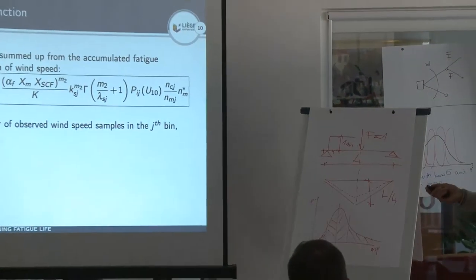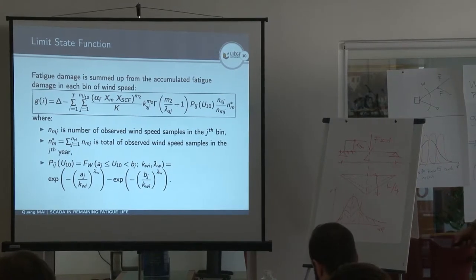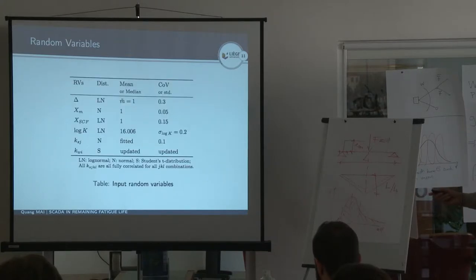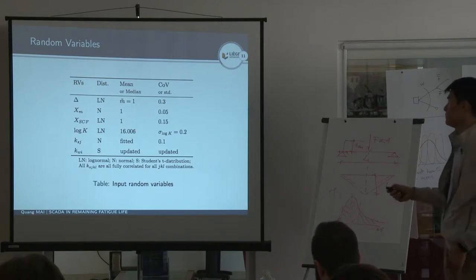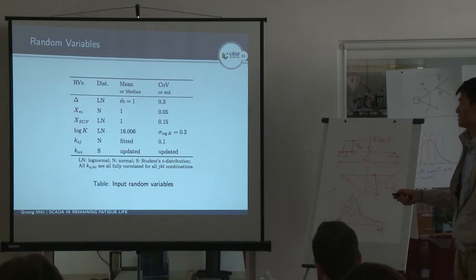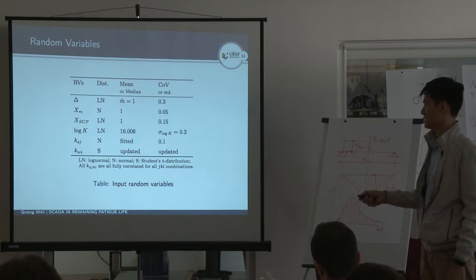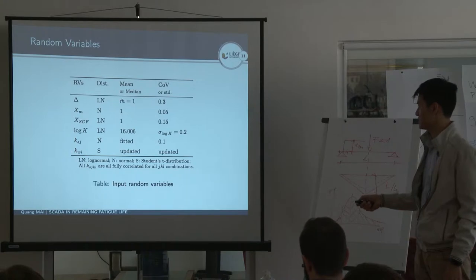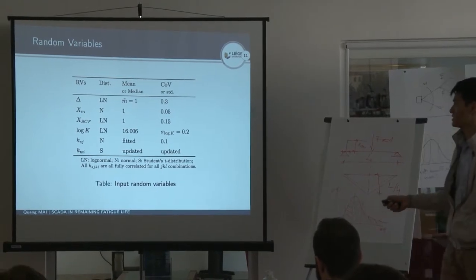The limit function that I have, I solve using FORM to get the reliability index. And this is about the random variables I have. I have the uncertainty in the measurement, the stress concentration factor, the S-N curve, the stress range, and this is just the scale parameter of the wind speed distribution.